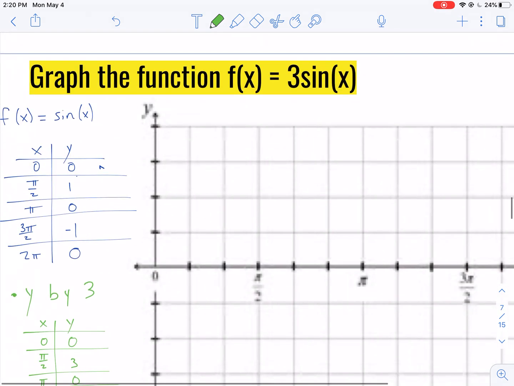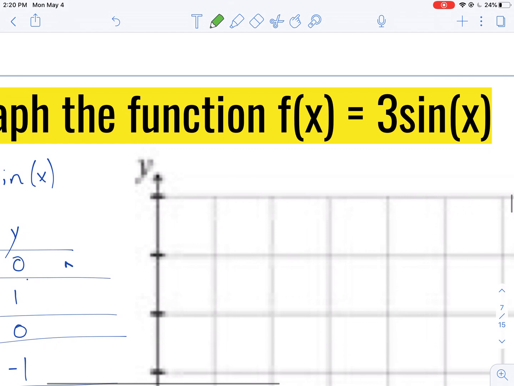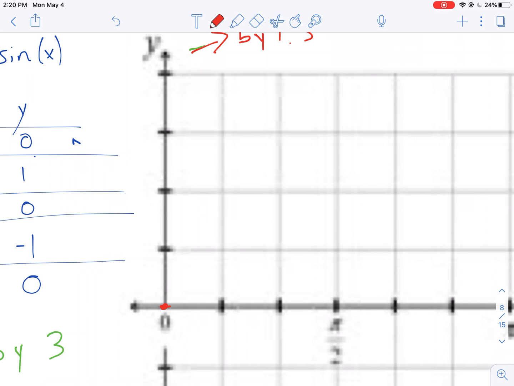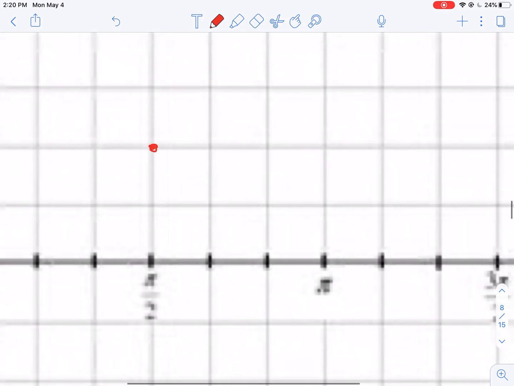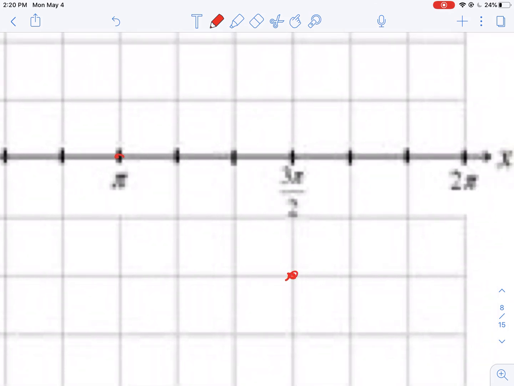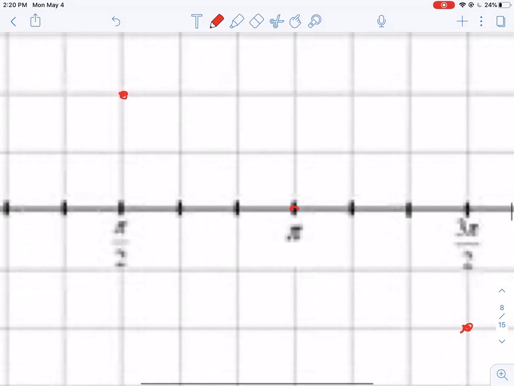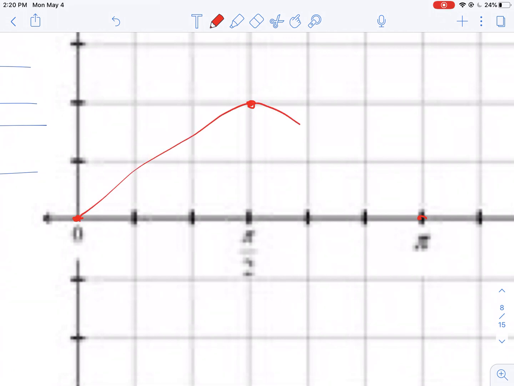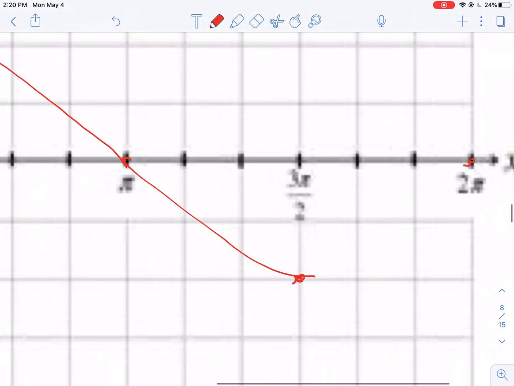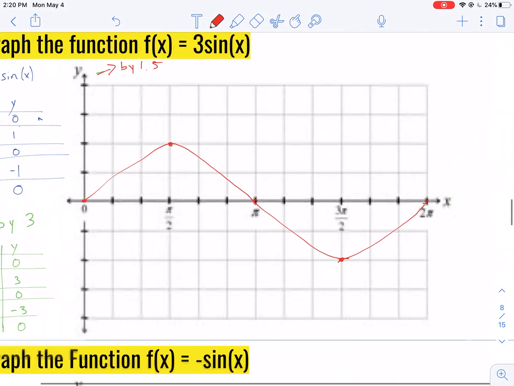I'm going to scale this y-axis by, let's do 1.5s here, just for fun. So this is by 1.5. I still have this point 0, 0, but then at pi over 2, I would reach my point 3, pi 0, 3 pi over 2, negative 3, and then 2 pi 0, and then I have my sinusoidal wave that happens as I go through it. And that is how it would end up with that function.